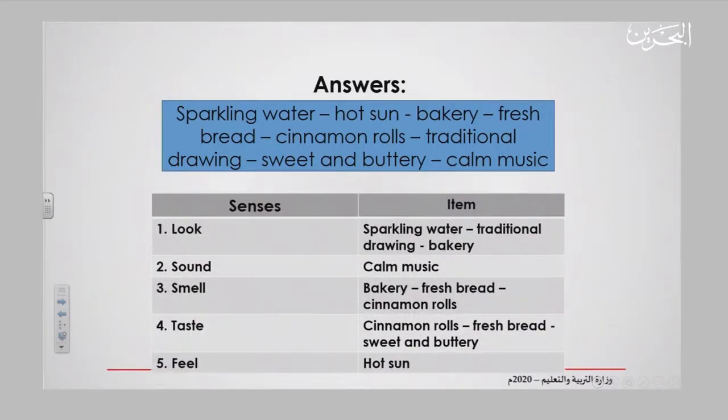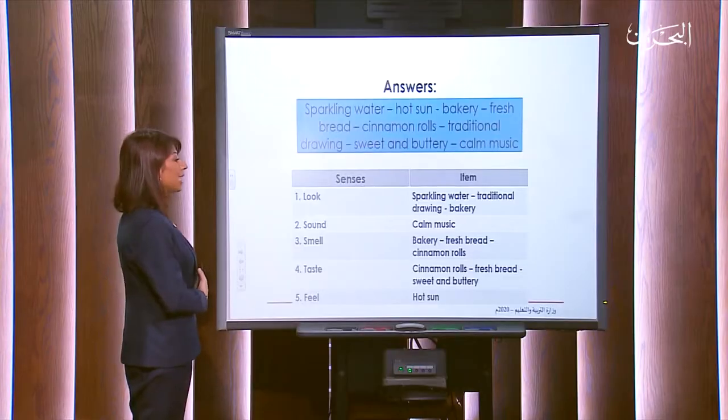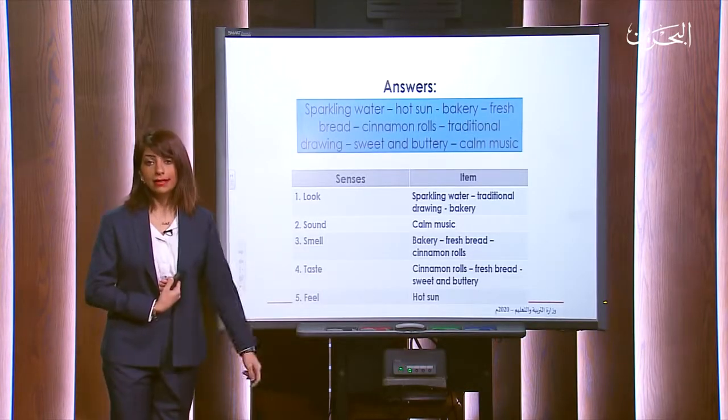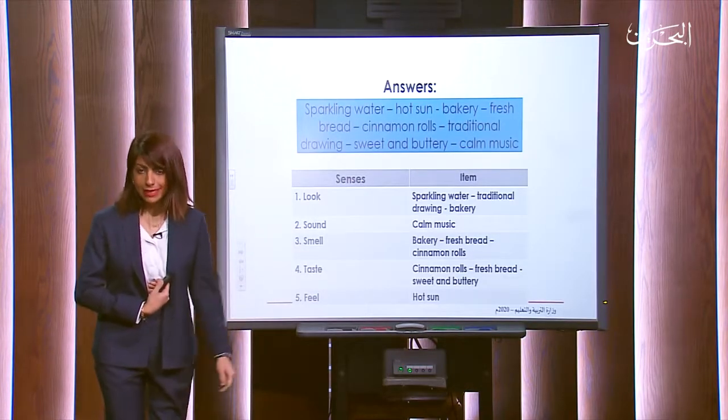So, my dear students, let's check the answers. Number 1, the look sense. Here are the items. We can see sparkling water, we can see traditional drawing, and we can see a bakery. Anything that you can see is classified as looking sense. Let's move to the second one, which is sound. Calm music is classified in sound sense.